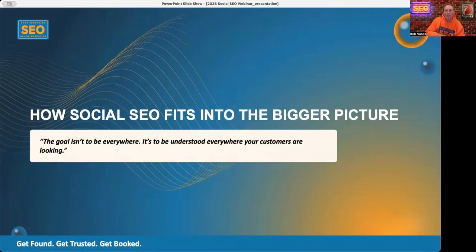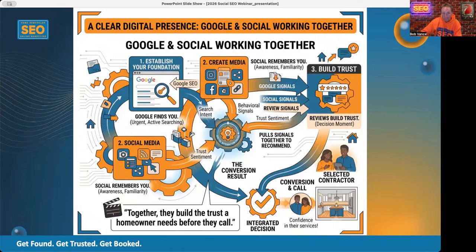And let's talk about how social SEO fits into the bigger picture here. Social SEO is not replacing Google SEO. It's just adding another layer to your overall visibility. So, the goal isn't to be everywhere. It's to be understood everywhere that your customers are looking for you. Big difference there, right? And so here's a busy graphic that illustrates what I'm talking about. So just go through this, follow the numbers here.